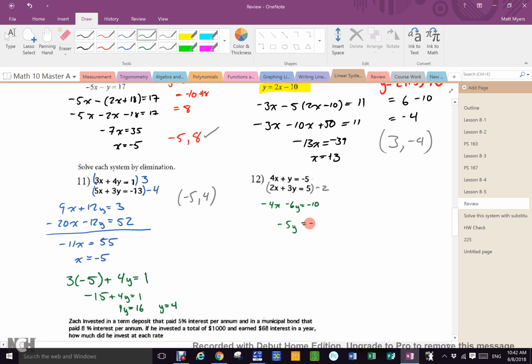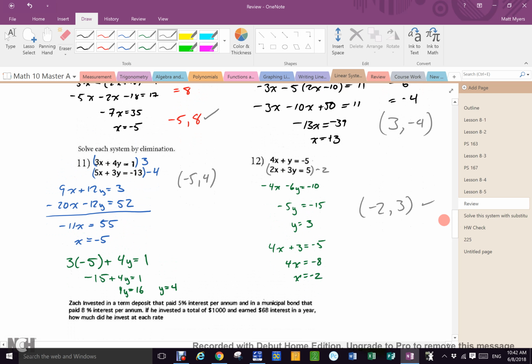Y equals 3. Once you have y equals 3, I would go back up to the top equation, because it's got a y by itself. 4x plus 3 equals negative 5. 4x equals negative 8. X equals negative 2. And your system is negative 2, 3, and you check. Negative 8 plus 3 is negative 5. Negative 4 plus 9 is 5, and you're right. Is everybody good to there? Just the numbers in the algebra.